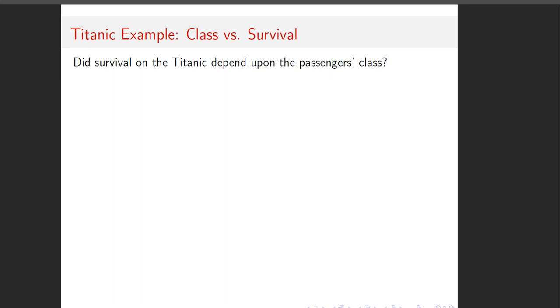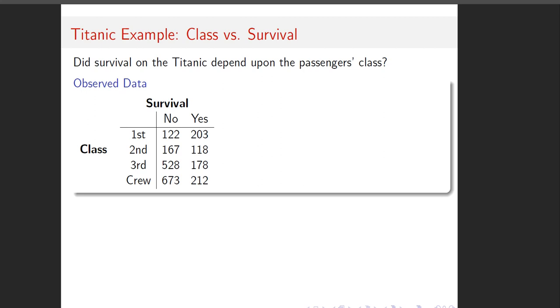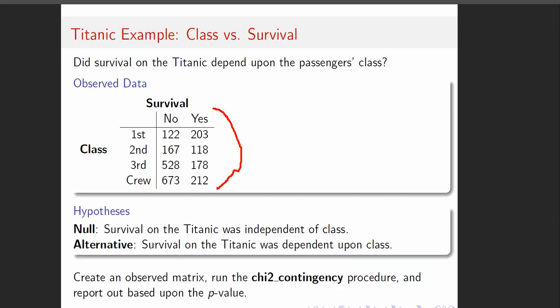So this situation is very similar in our research approach. Does survival rate depend upon class? And here's our two-way table, our contingency table. And again, we're going to have to code this in. And we are going to run the chi-square contingency just like before. You can see it in bold down here.